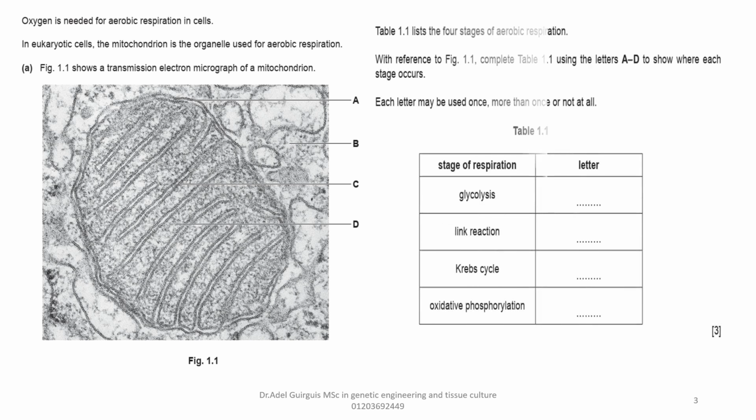Table 1.1 lists the 4 stages of aerobic respiration. With reference to figure 1.1, complete table 1.1 using the letters A to D to show where each stage occurs, the precise location of each stage. Each letter may be used once, more than once, or not at all. Stage of respiration, glycolysis. As we know from our study, glycolysis takes place inside the cytoplasm, so we will choose letter B. Glycolysis is where glucose is split into 2 pyruvate. This process takes place inside the cytoplasm.